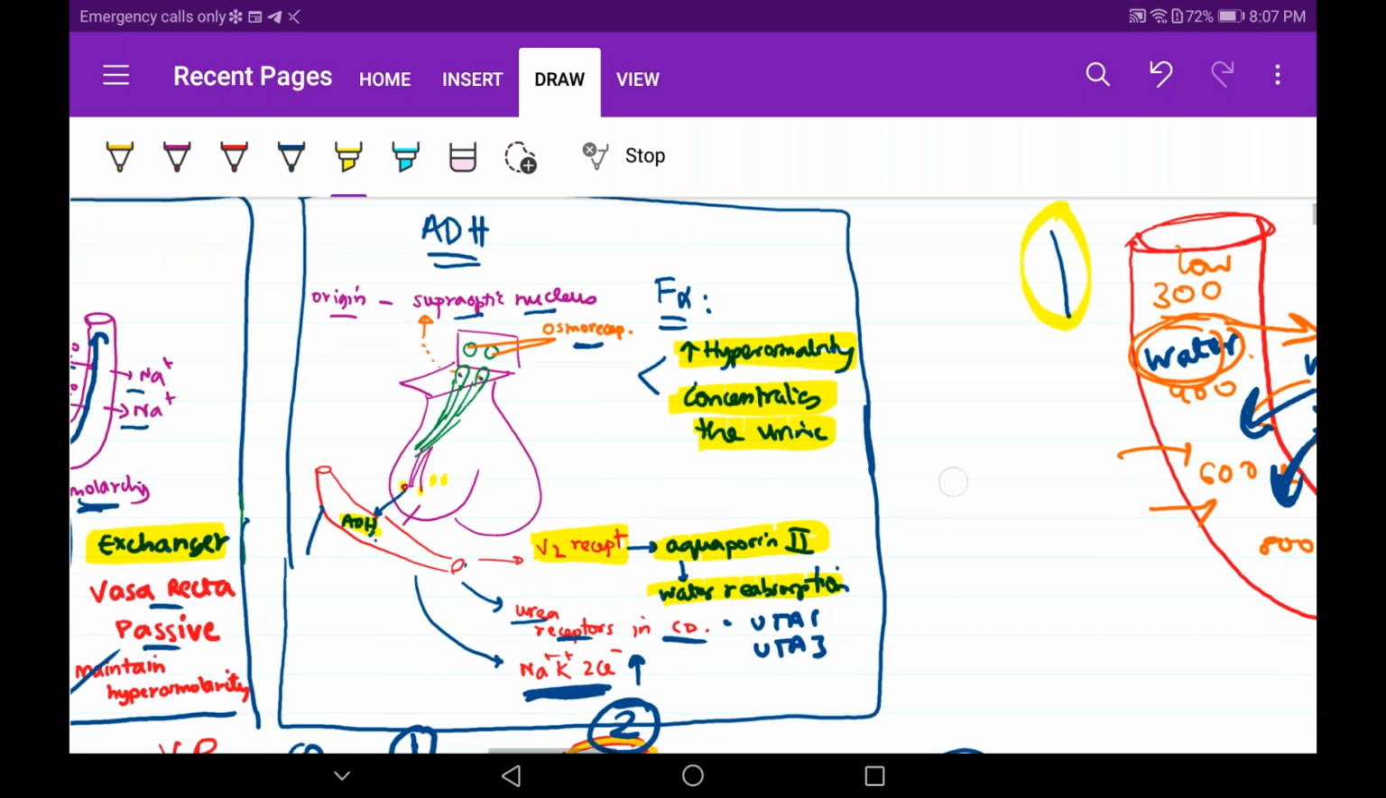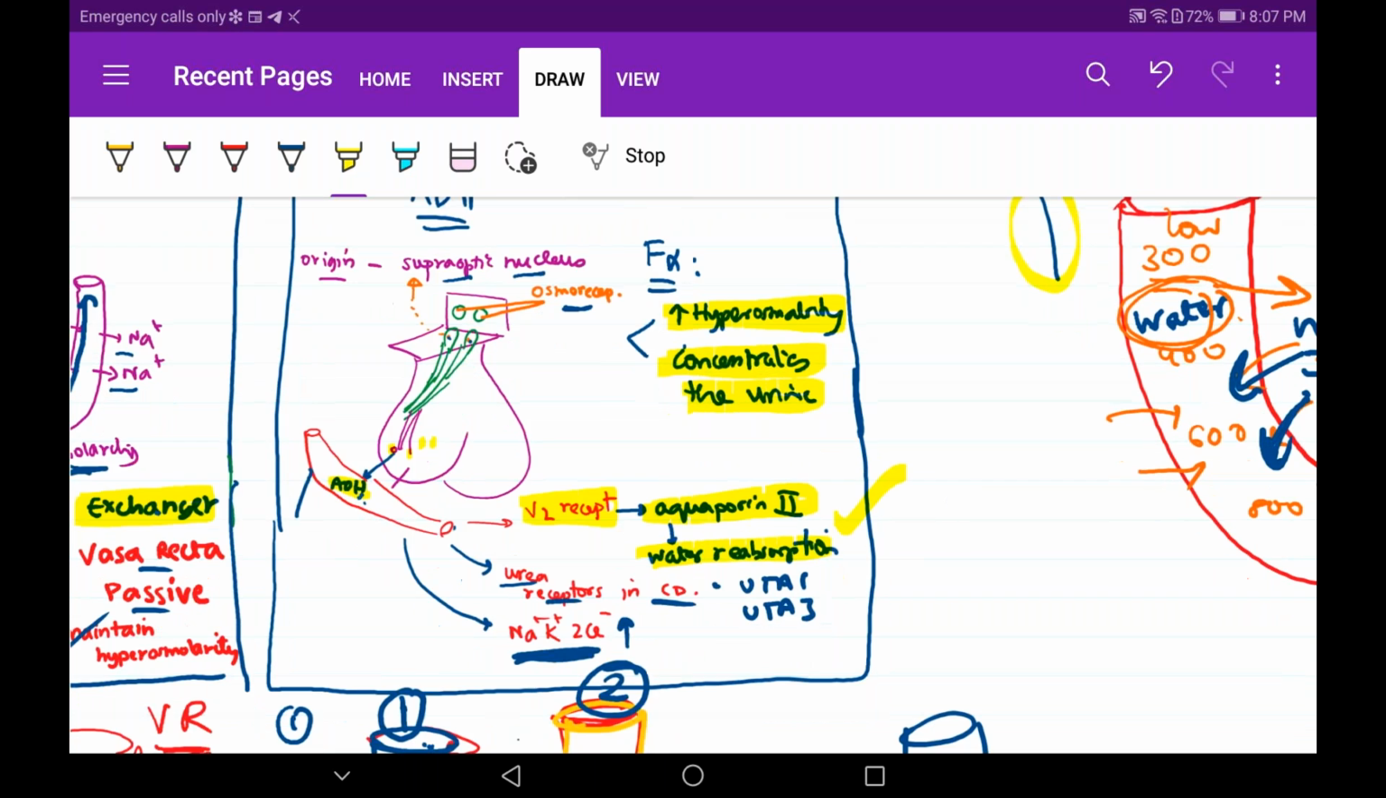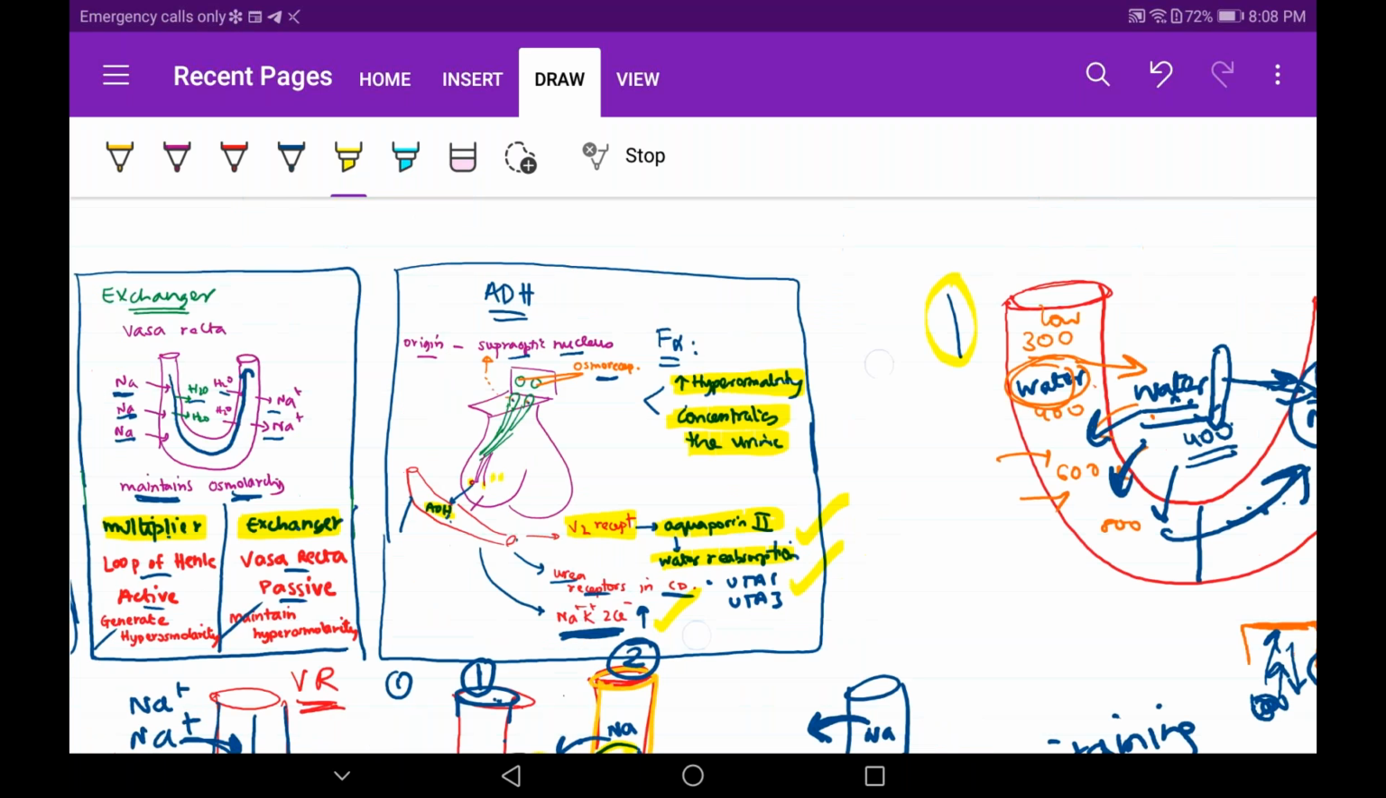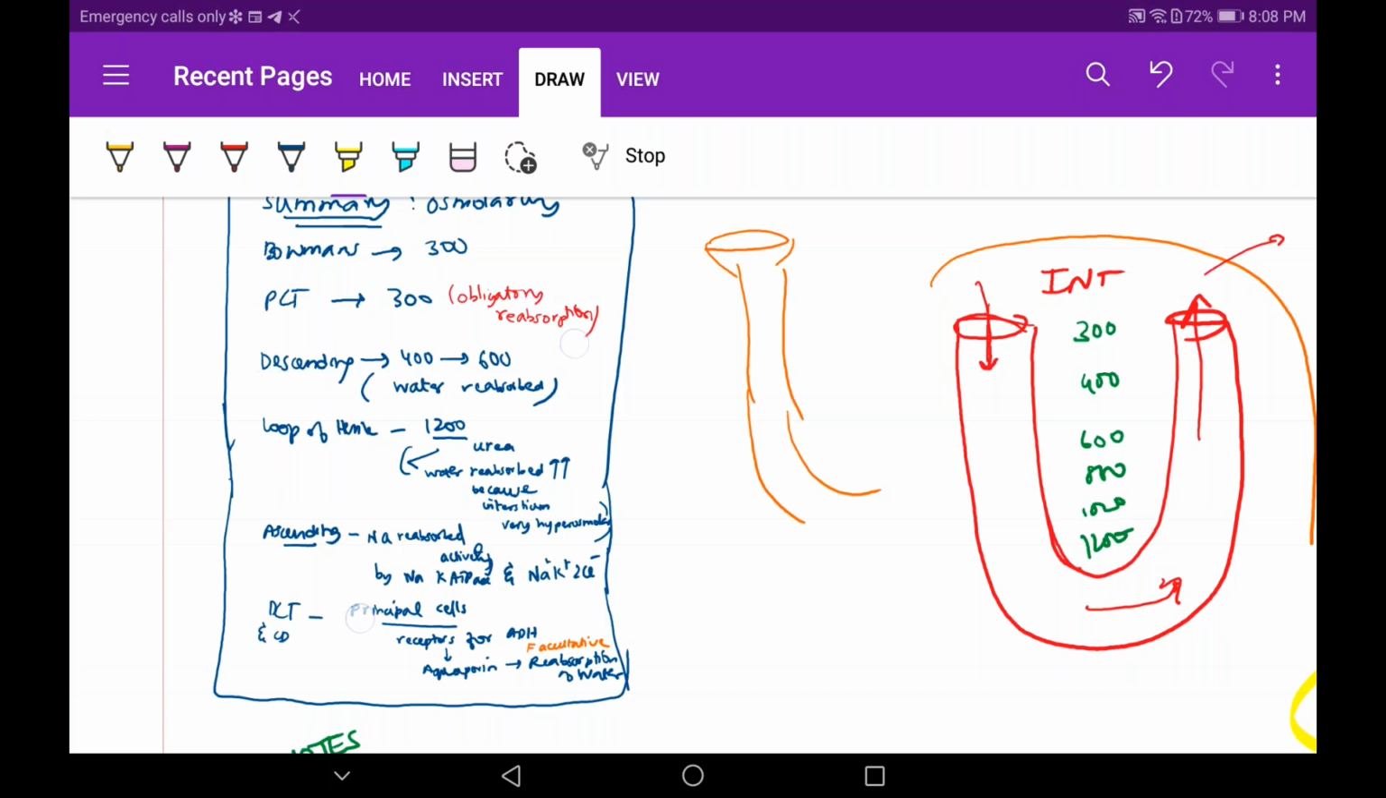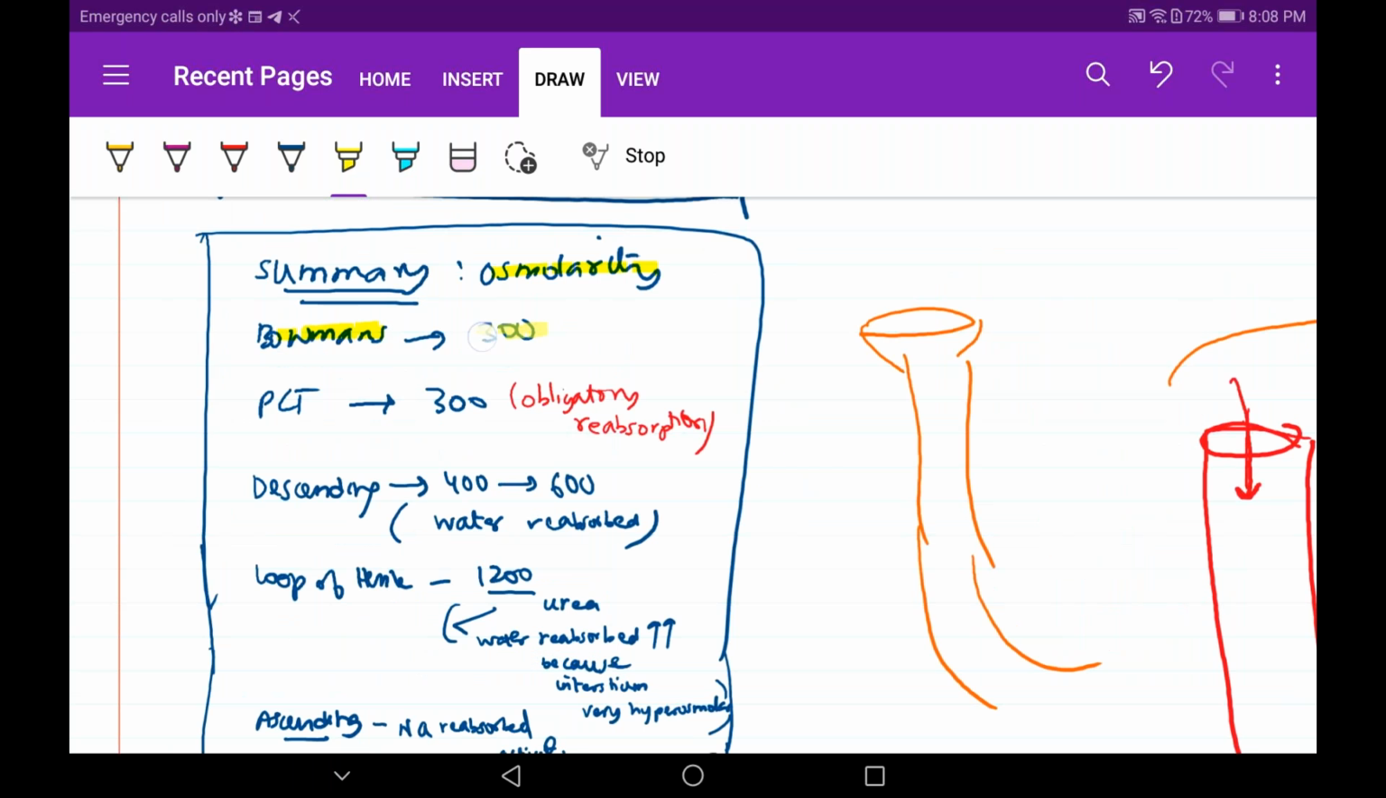Now, in the last part of the paper, what you have to do is summarize the concentration. Summary. What is the summary? You have to only summarize the osmolarity, okay? You have to not mention anything else. So in the Bowman's capsule, we have 300 osmolarity. In the PCT, again, I've explained the reabsorption, but still it will remain 300.